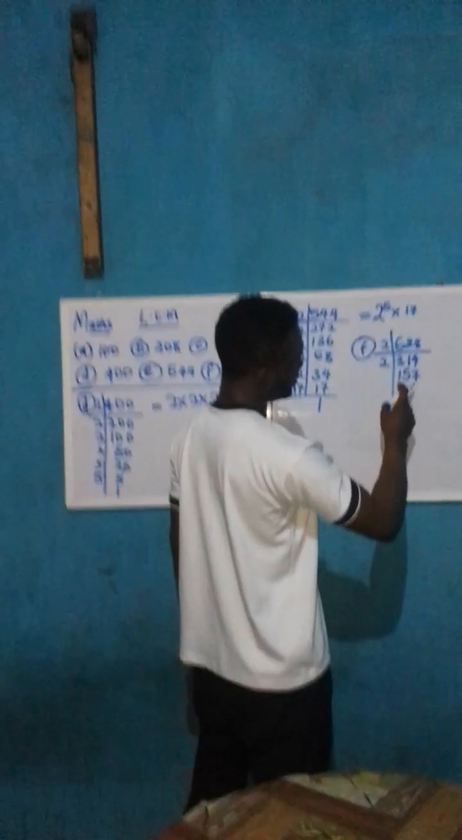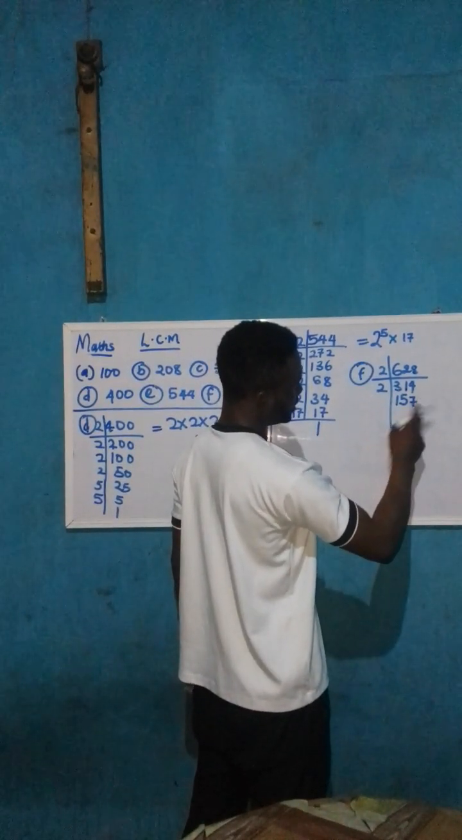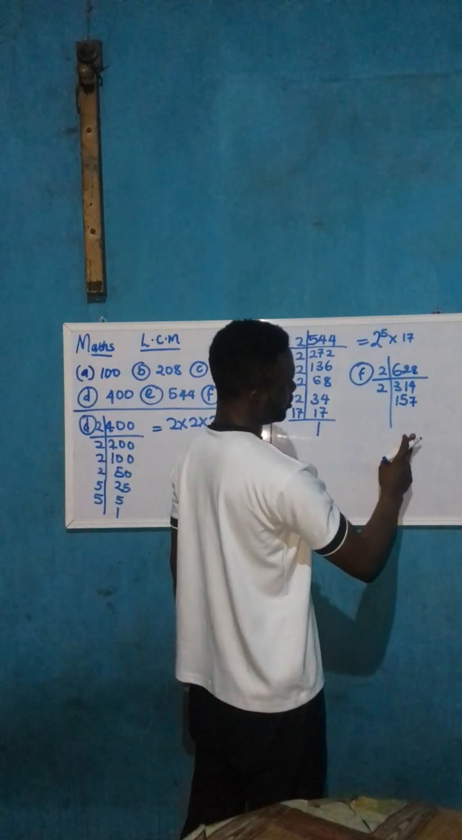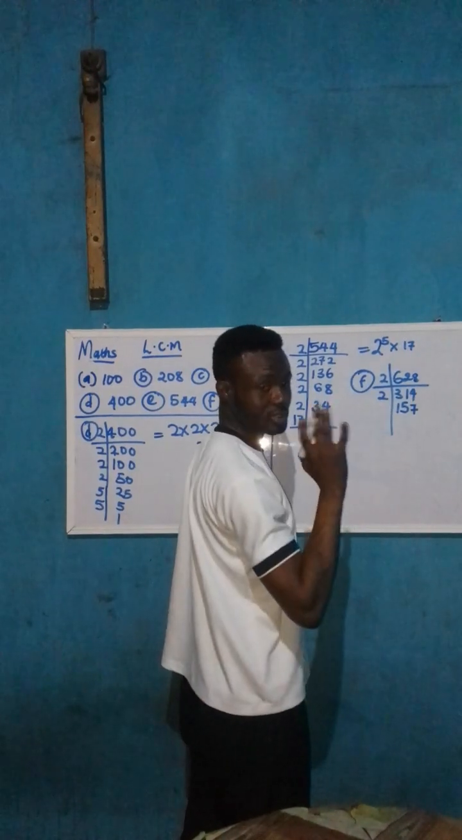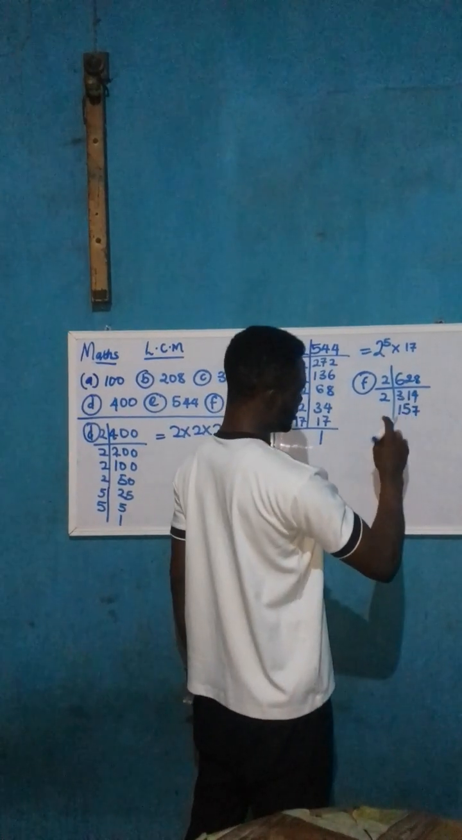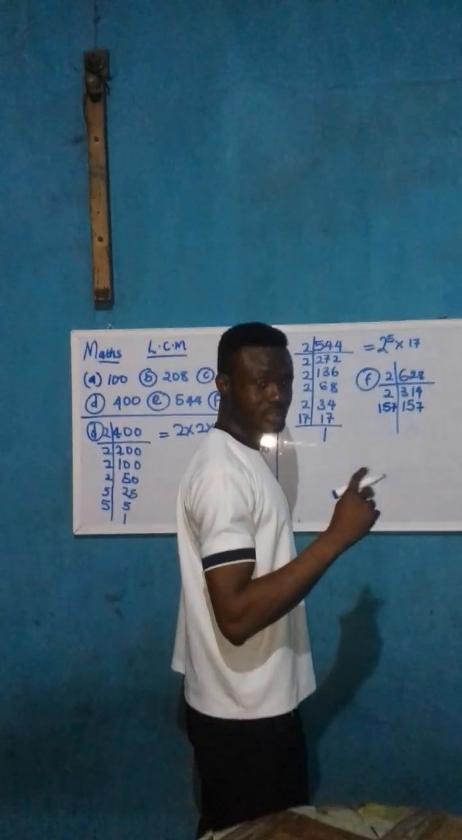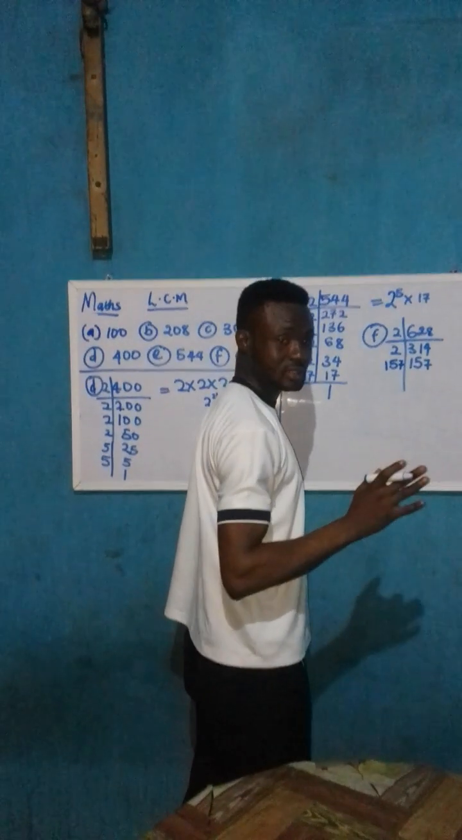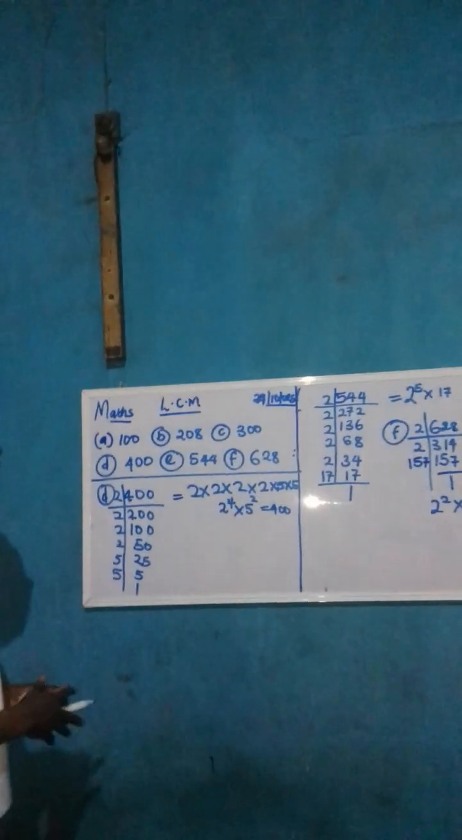So let's see if 3 can go as well. Because if 3 goes here, it's over 5. And then we have 7 here, it cannot go. So what can we use to divide this without remainder? The only number that can divide this without remainder is 157 because it's a prime number. A prime number is a number that can be divided by 1 and itself. Okay? Yes. Now 157 divided by this will give us 1. So this is 2 raised to the power 2 times 157.